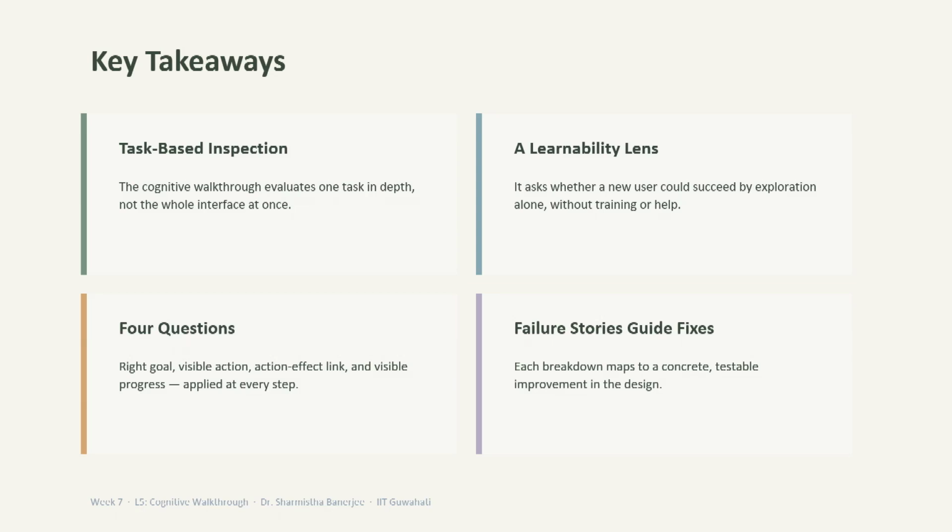The 4 questions to be answered by the analysts performing this task are whether the goal is right, whether the action is visible, whether the action-effect link is happening or not, and whether after performing the action the user can see the progress or not. And this is applied at each step of the task that you have given.